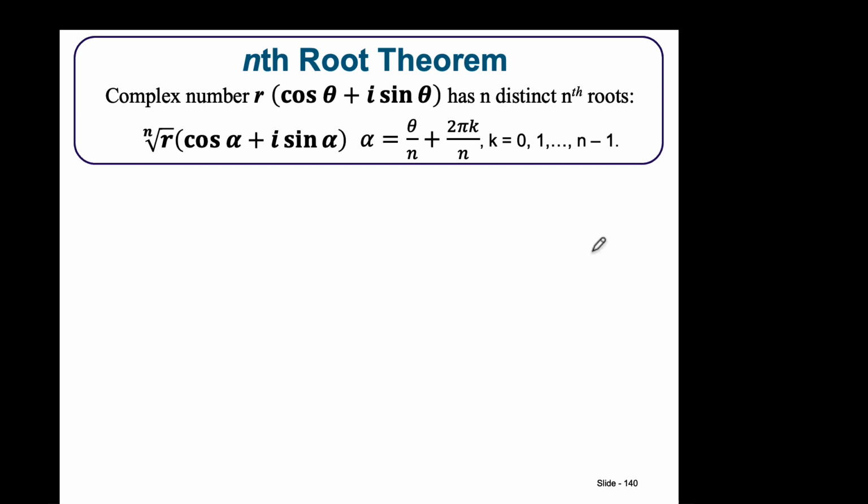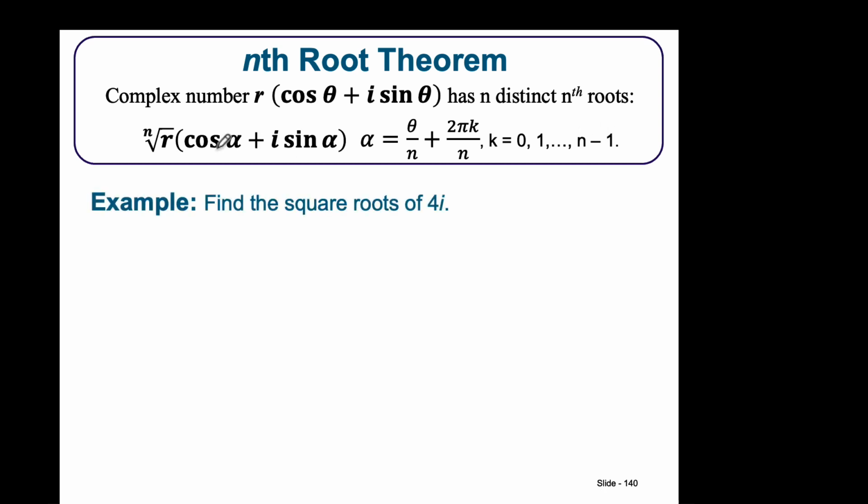The nth root theorem says take a complex number. It has n many distinct nth roots. To find those roots, we would take the nth root of r and multiply that by cosine of a new angle plus i sine of a new angle. We're going to call that new angle alpha, and alpha can be found by taking the original angle, theta, divided by n, but then we need to add on 2 pi over n times k. k always starts at 0, and then it's going to climb up until we get to n.